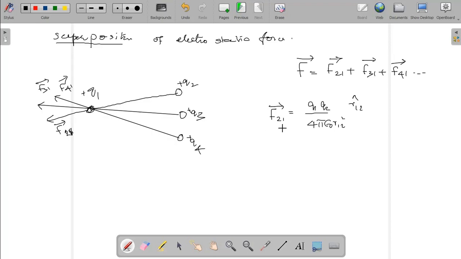This is the force offered by 2 on 1. We can do the force offered by 3 on 1: Q1 Q3 by 4 pi epsilon naught, R13, R1 cap. That's all. That is the direction of the second force. Like that, you can do every force. Have you got it? That's all. This is called superposition of electrostatic forces.